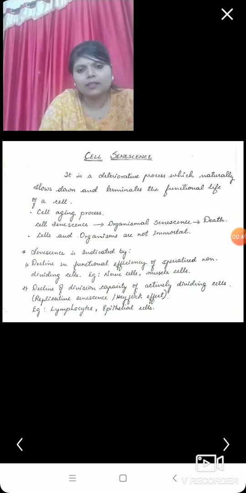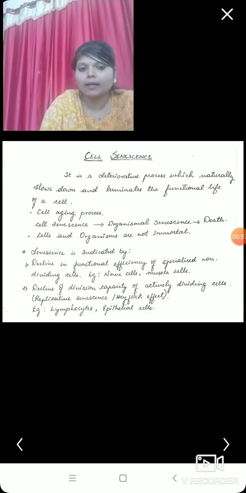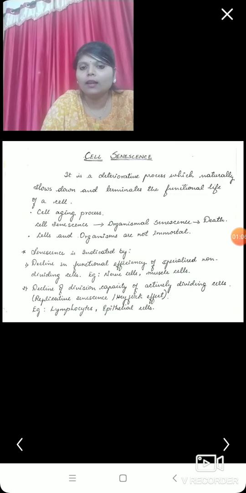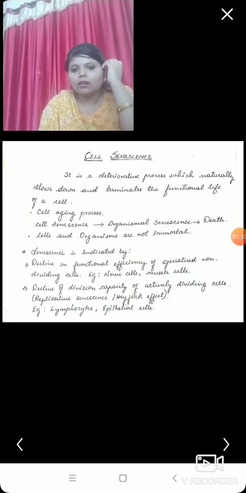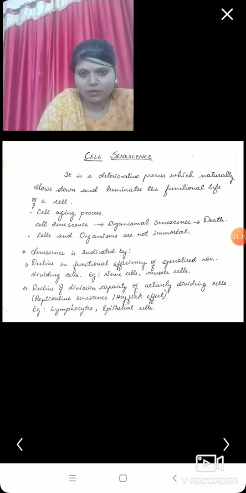So today we are studying cell senescence. So what do you mean by cell senescence? It is a deteriorative process which naturally slows down and terminates the functional life of the cell. So the functional life of the cell is going to decline, and further there is no function of the cell, which ultimately leads to the death of the cell. Okay, so how is cell senescence actually going to happen? The organismal senescence is going to take place, and further there is a death of the cell.